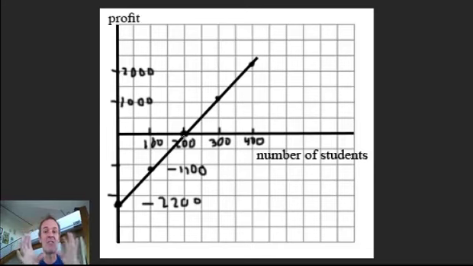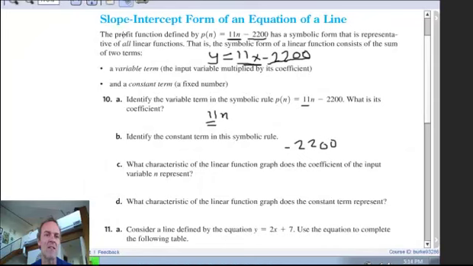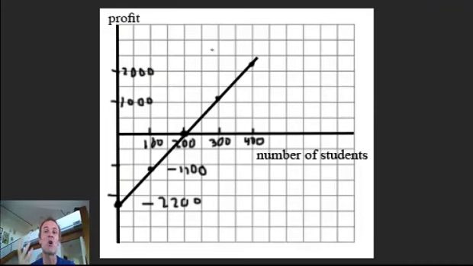Right there at 0. Then 300 students, we made a profit of $1,100. At 400 students, we made a profit of $2,200. Hence the graph. Now, can you see? The question was about the characteristic of the linear function of the coefficient of the input variable. The characteristic is the slope. It's the slope of a line.